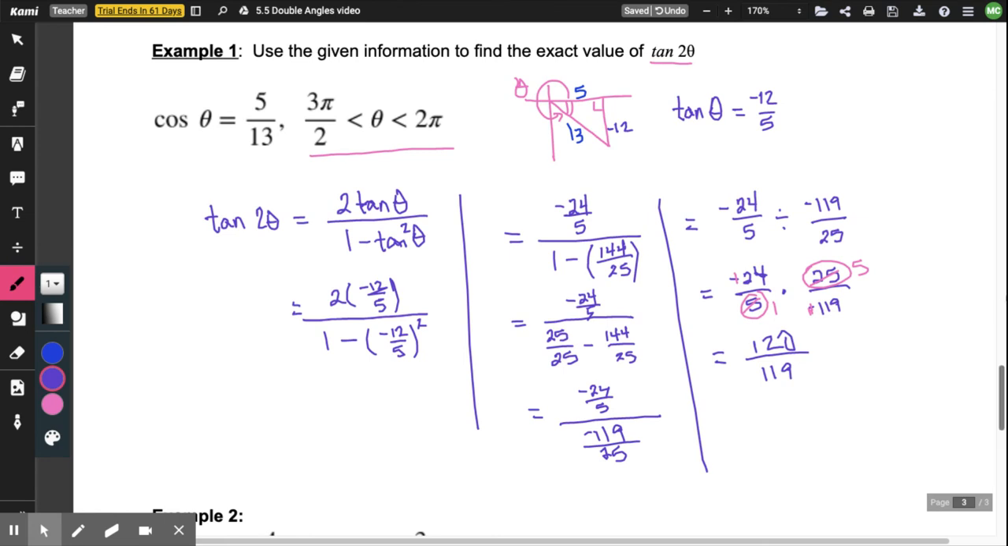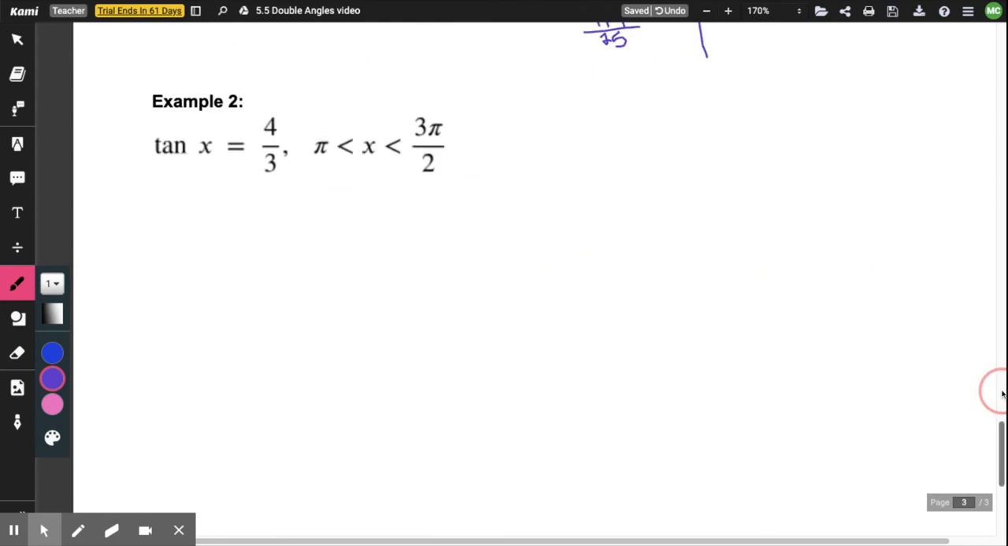We're going to do one more example. If I can get this thing to cooperate with me. Here we go.